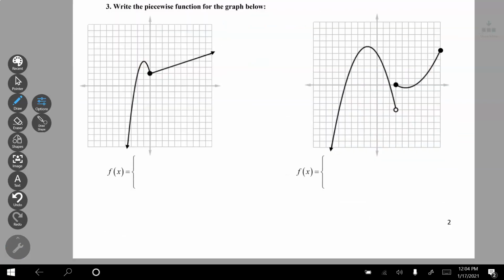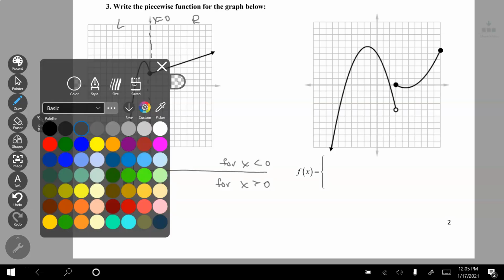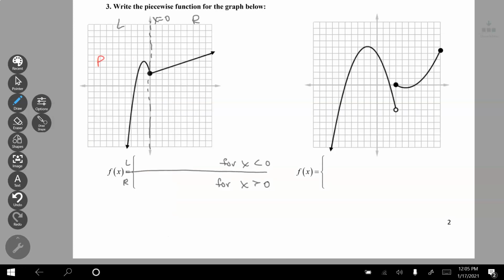Now it looks like we're going to write the equations of the piecewise function. So when I look at this graph, right down the middle here, at x equals 0, I have a left piece and I have a right piece. So I'm going to have a left piece and a right piece. The left piece is going to be for x less than 0, and the right piece is going to be for x greater than 0. And we'll decide later which one's going to have the equal sign, because for this one I don't think it really matters. Now the left piece, this left piece is a parabola.